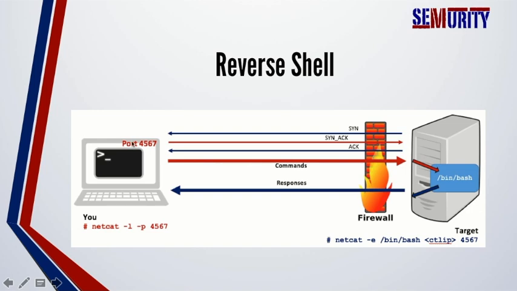In bind shell, we are the client connecting to the target, that is the server, and then we are controlling the target. But in the reverse shell architecture, we are the server and the target is the client that connects to our machine, and then we control the client, or the target, by sending commands to it and then receiving responses from it. Let us see a demo.